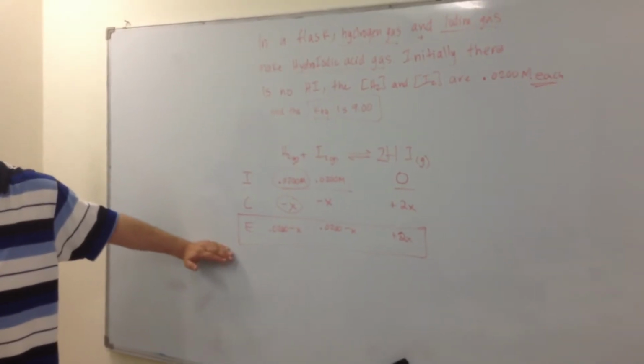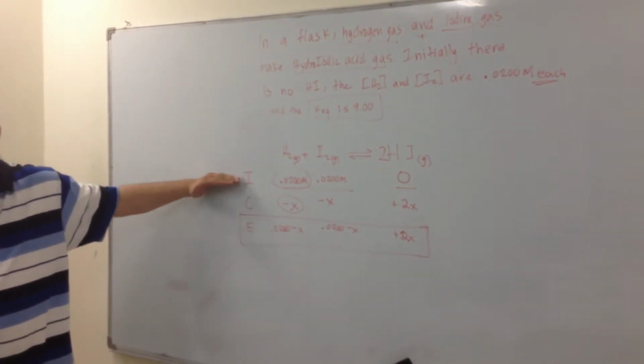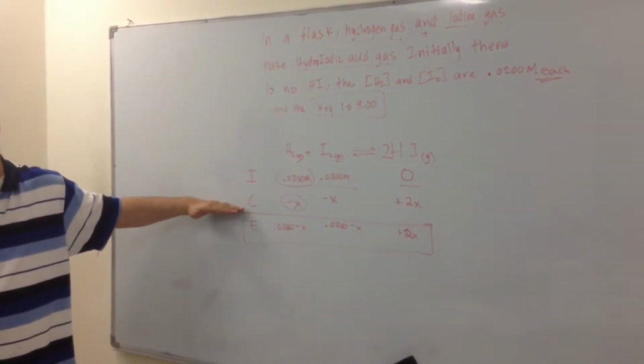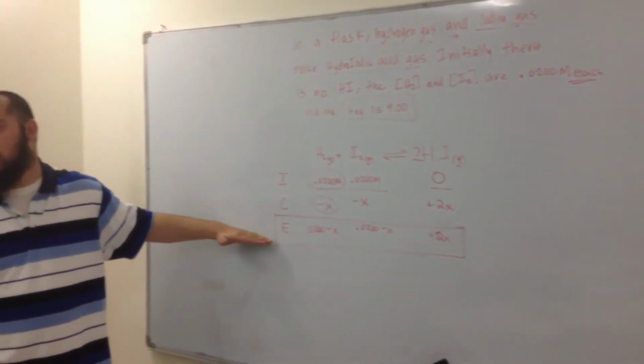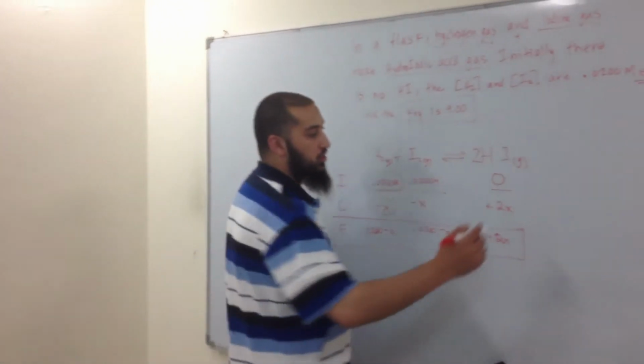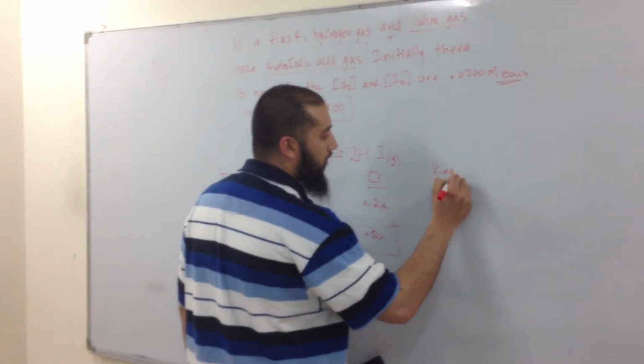Only the equilibrium. K equilibrium, you can't use it for the initial. You can't use it for the change. You can only apply it to the concentrations in K equilibrium. So let's set up the general equation for K equilibrium, right?